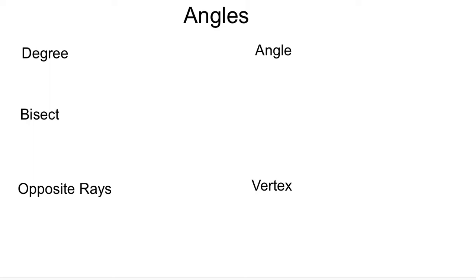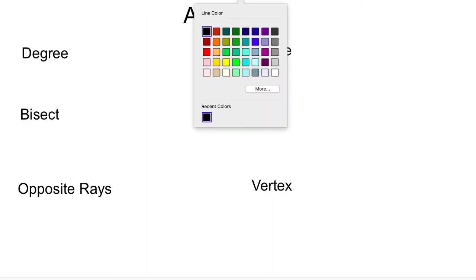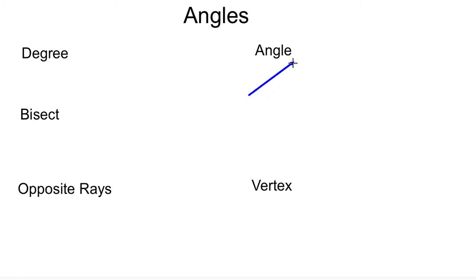Okay, so we want to start talking about angles, and we have some vocabulary words that we need to first address. Some of these you may have heard, but not really have put together, and that's what we're going to do today. So first off, let's talk about an angle first. Let's go a little bit out of order. An angle would look almost like this.